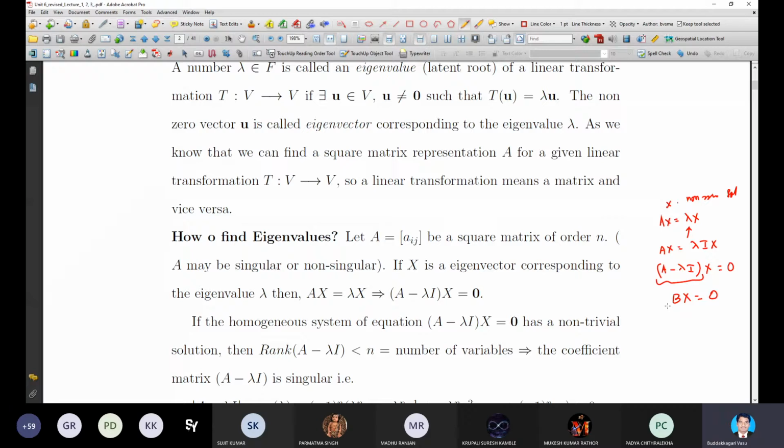That Bx is equal to 0? Yeah, Bx is equal to 0. That is the homogeneous system. When does the system have the non-trivial solution? Rank of B.